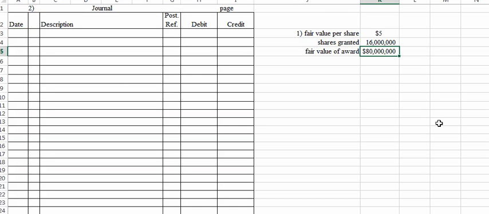Okay, number two, and we just did that by taking the fair value per share on the grant date. Now, the shares have not conferred to the vice presidents yet. They have to stay employed for 2 years. But we go by the fair value on the date they were originally granted, not the date that they are given to the employees. And then we'll multiply that by the number of shares granted to get the fair value of the award, $80 million.